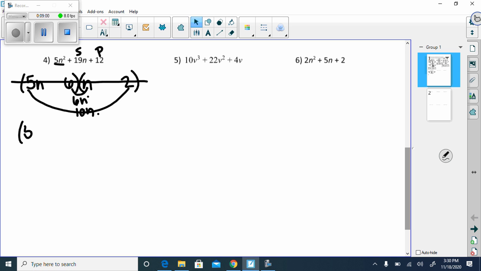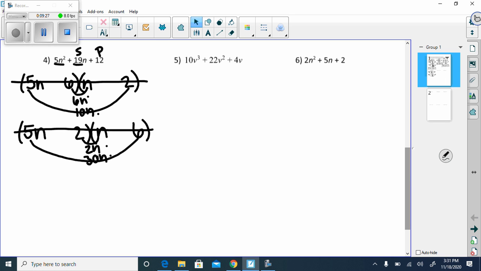So I try again. And I'm thinking maybe I just need to switch their places like we did on number 1. So I'll put the 2 here and the 6 here. And I have to check the inside terms, which would give me 2n, and the outside terms, which would give me 30n. Again, there is no way for these two to give me my sum, which was 19. Okay, so 6 and 2 must not be my factors.